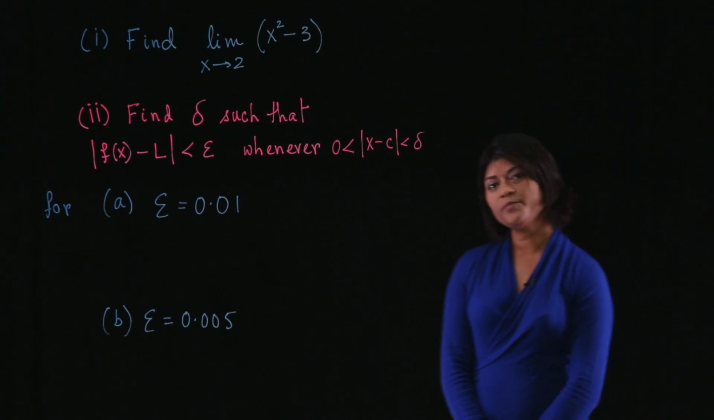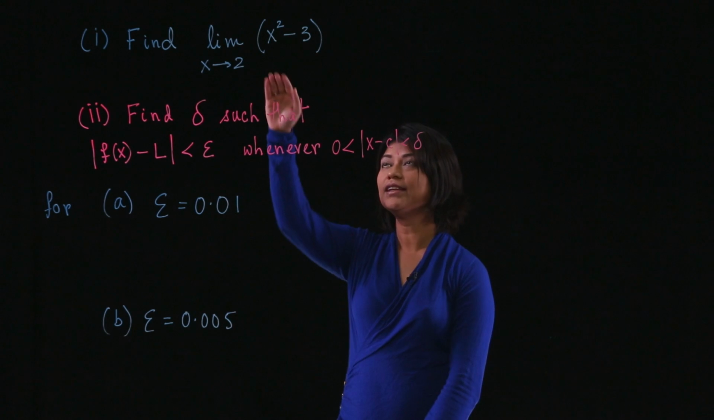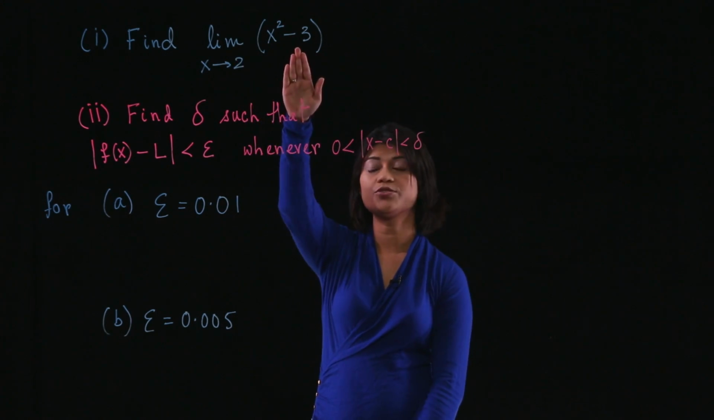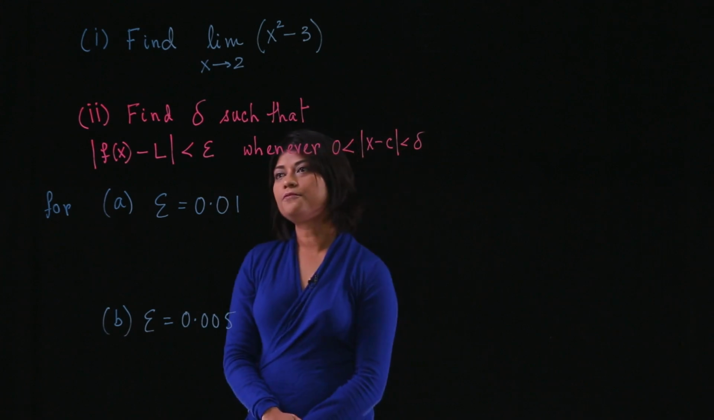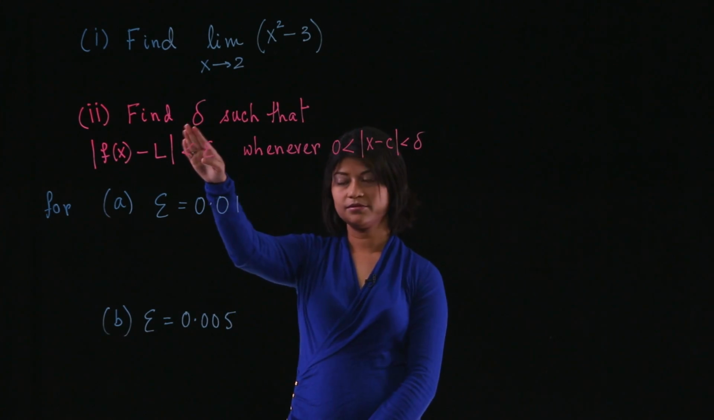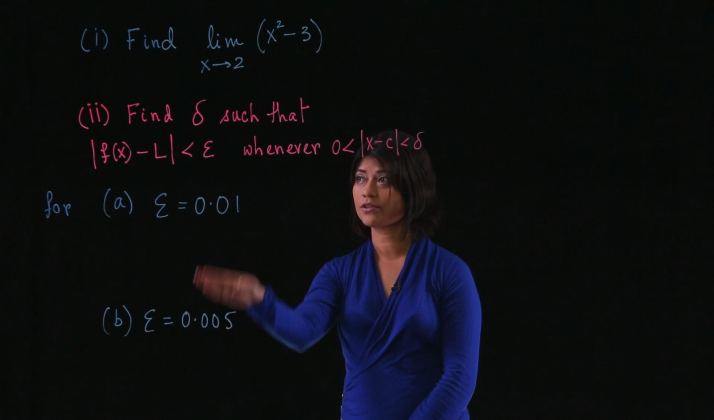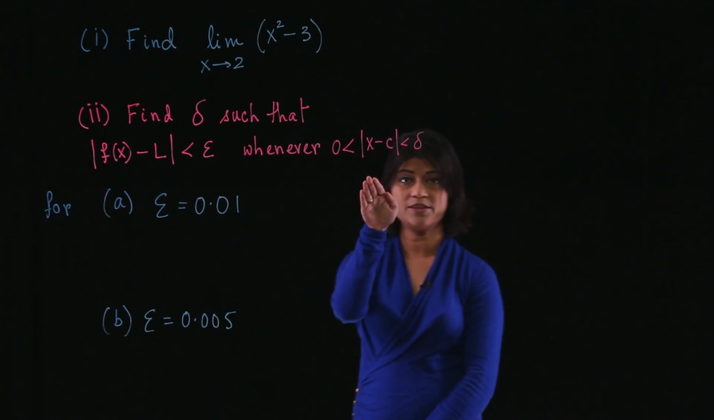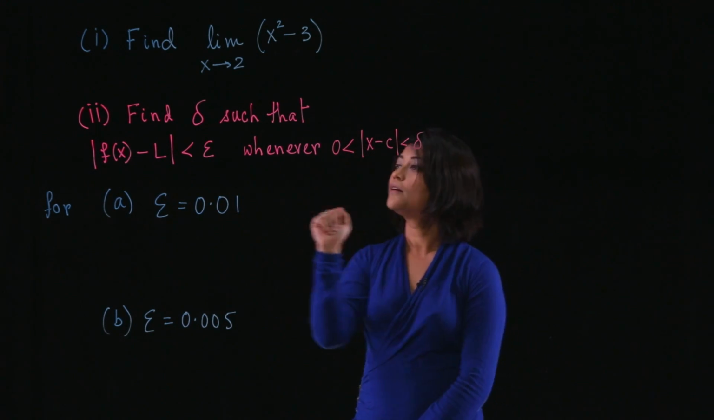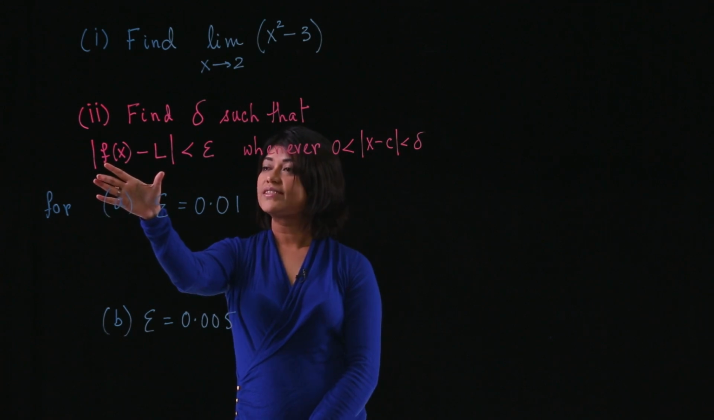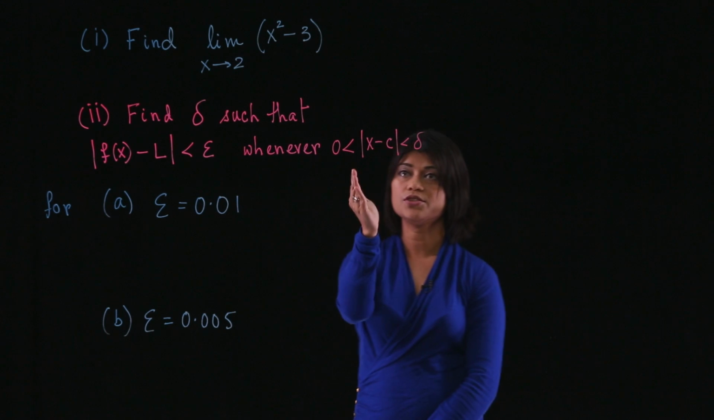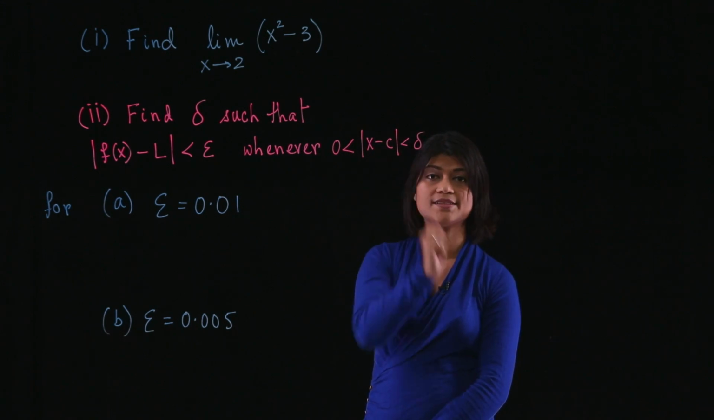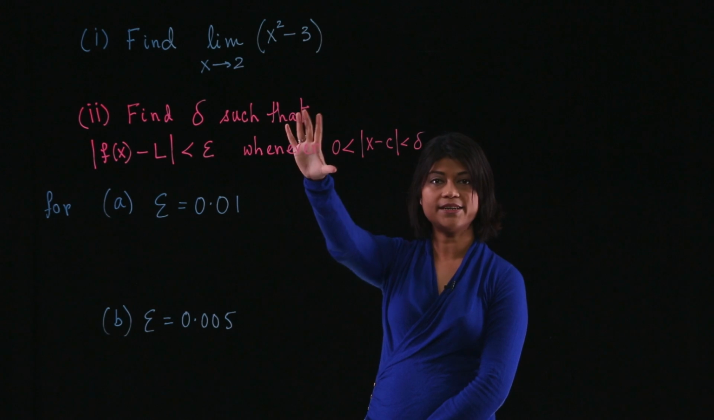Hi, I'm Papia. In this problem, we have to first find the limit of x squared minus 3 as x is approaching 2. And then we have to find delta for some given epsilon values such that this statement is correct, where the statement is: absolute f(x) minus L less than epsilon whenever 0 less than absolute x minus c less than delta. I'll explain that in a minute.